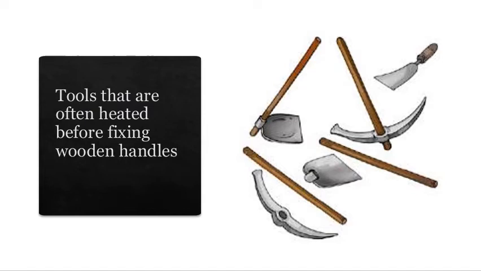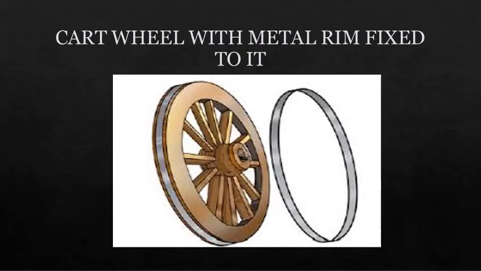So they heat the round part and then they fix the wooden handles, and when it cools down, the rim sits properly. Such a change is also used for fixing the metal rim on a wooden wheel of a cart. Now here you can see the picture. Again, the metal rim is made slightly smaller than the wooden wheel. On heating, the rim expands and fits onto the wheel. Cold water is then poured onto the rim, which contracts and fits tightly on the wheel. As you can see here in the picture.